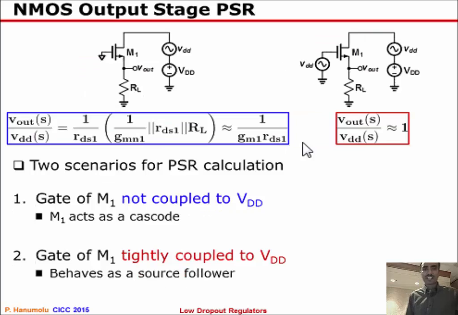You can do the same exercise for an NMOS output stage. The results are slightly different. In this case, if the output is totally decoupled from the noise, VDD, then this becomes like a cascode. Therefore, any noise here gets heavily attenuated by the cascoding action of M1. And in fact, you can easily show, as I have done here, Vout over VDD is 1 over gm1 RDS1, which is the gain of the cascoding device, which is essentially the pass device in our case. In the second example, where gate voltage is tightly coupled to VDD, what you have is a source follower, therefore Vout over VDD is equal to 1.